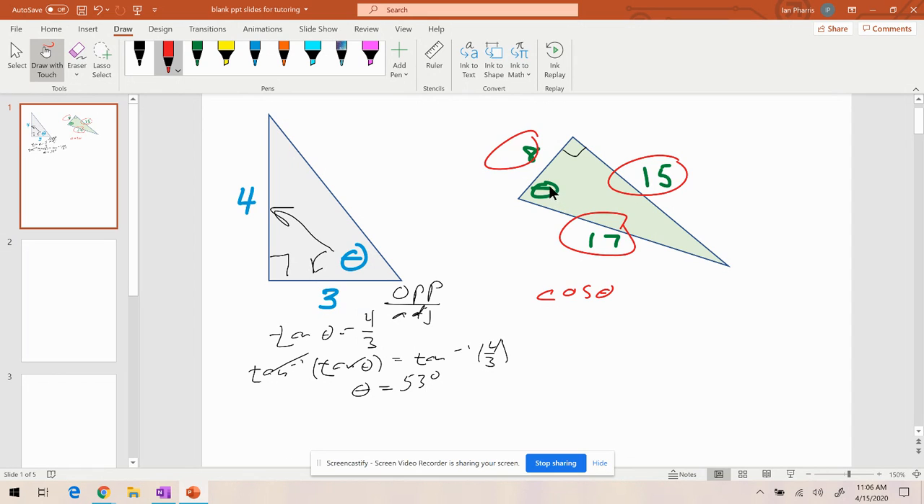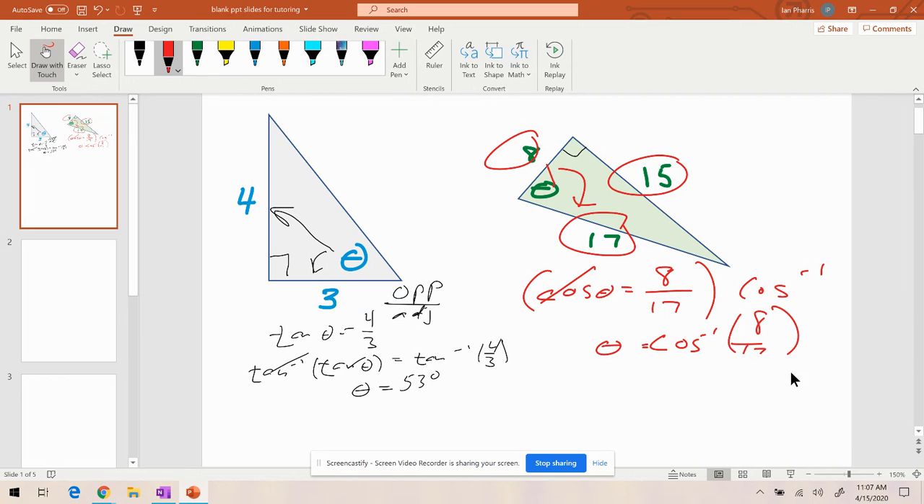Well, what's the cosine of theta? Isn't that adjacent over hypotenuse? So that'd be 8 divided by 17. And then we're going to do inverse cosine on the entire thing. I'll just write it like this, inverse cosine. That's going to wipe out that cosine. And then I have to do the inverse in my calculator of 8 over 17.